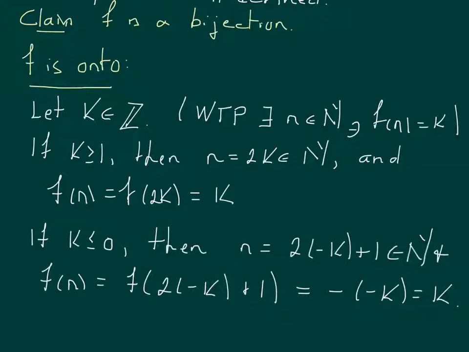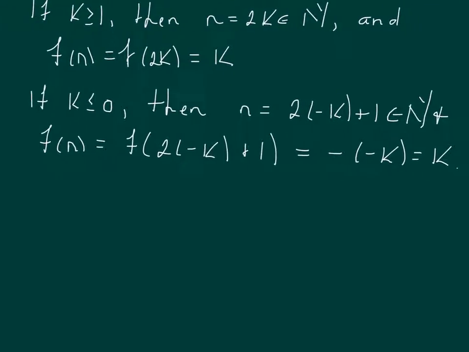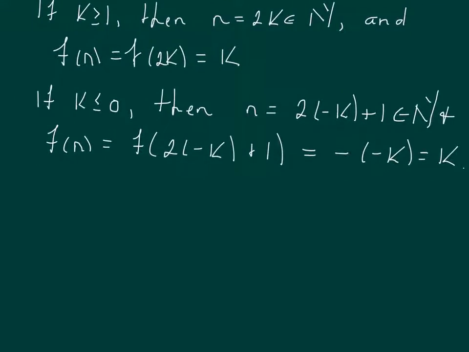So, in any case, regardless of what k and z we are given, we're able to find an n such that f of n is equal to k. Note that if you give me this k, it's either greater than or equal to 1 or less than or equal to 0. Either way, we found an n such that f of n is equal to k. All right, so the next thing that we need to do is show that f is 1 to 1. In fact, that's the last thing that we need to do. So f is 1 to 1.